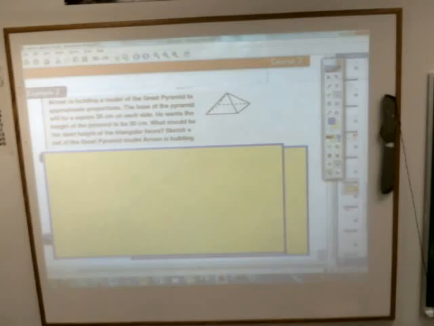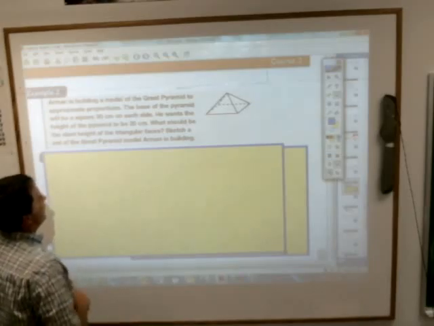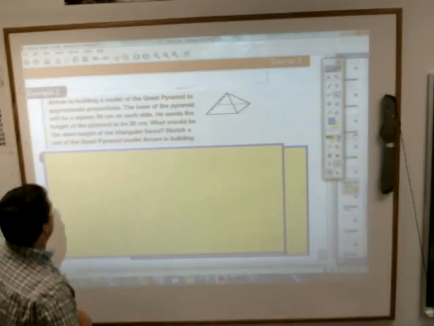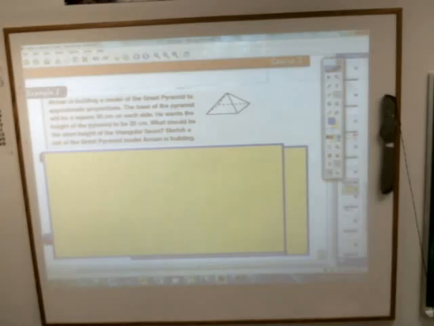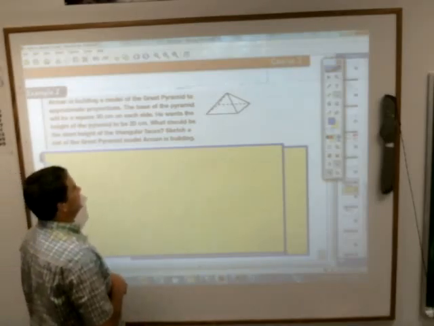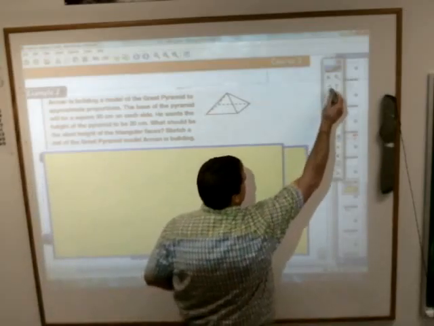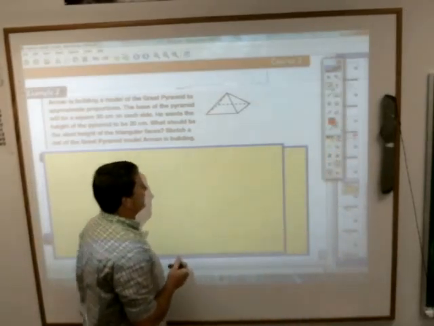Armand is building a model of the Great Pyramid to approximate proportions. The base of the pyramid will be a square, 30 centimeters on each side. He wants the height of the pyramid to be 20 centimeters. What should the slant height of the triangular face be? Sketch the net of the Great Pyramid he is building. Love that. Remember, the whole net is the thing there.